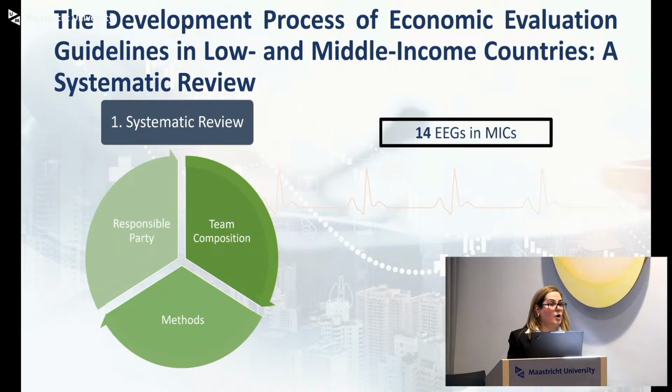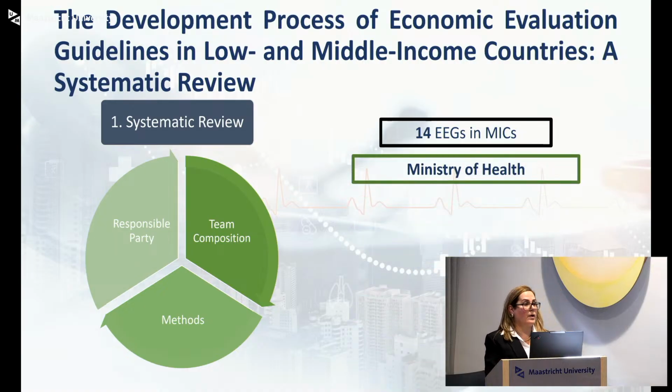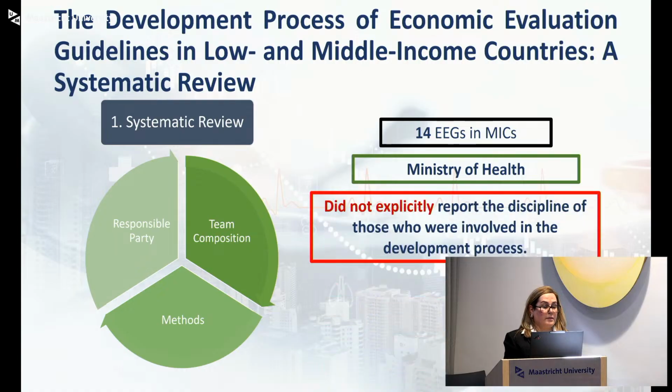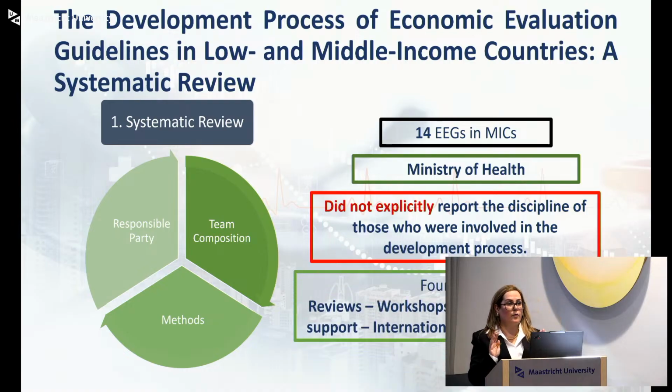We found that 14 EEGs were identified in middle-income countries. The Ministry of Public Health was the responsible party in the majority of these guidelines, and the majority of these guidelines did not explicitly report the composition of the team involved in this development. Additionally, we identified 4 steps inconsistently adopted and reported in these guidelines: conducting reviews, organizing workshops, and asking support from international experts and international organizations.